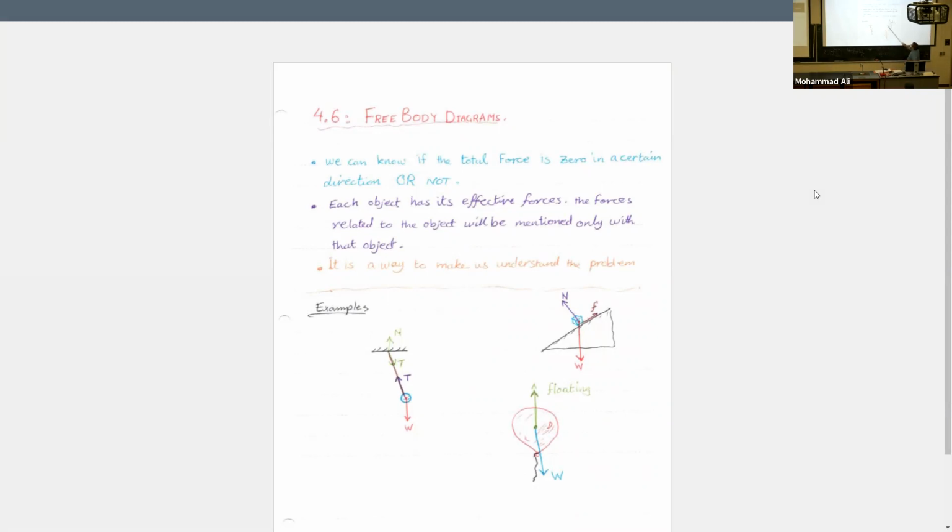Also the same for this ramp. If we have a friction force, the body will move downward. We have the weight downward and the normal force, normal to that surface, and we have the friction force. Considering the body, the object, as just one point, and drawing the forces from that point is the free body diagram. It helps us to understand that problem.